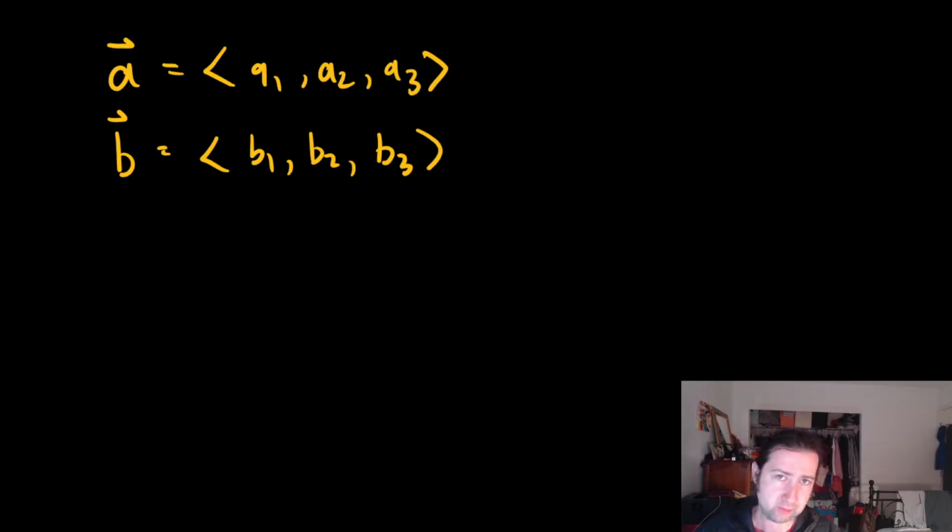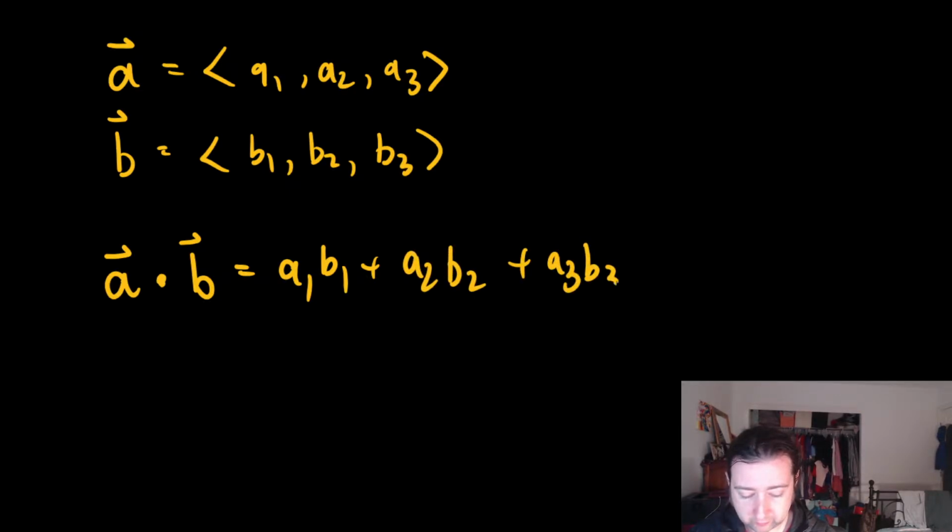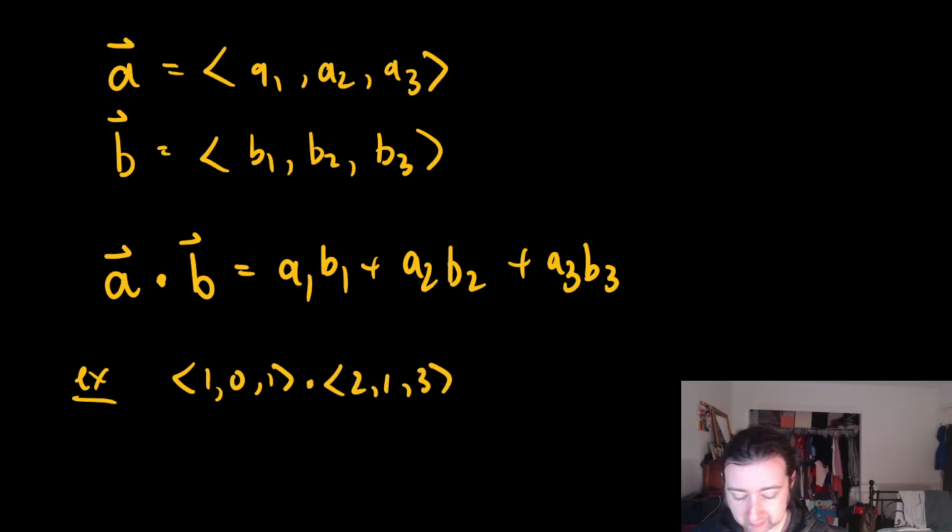The way that I dot these vectors together, or take their dot product, which we designate with a dot, is I write down the product of their first coordinates plus the product of their second coordinates plus the product of their third coordinates. That's pretty easy to calculate usually. For example, if I had the vector 1, 0, 1 and I dotted it with the vector 2, 1, 3, then I get 1 times 2 plus 0 times 1 plus 1 times 3, which is 5.